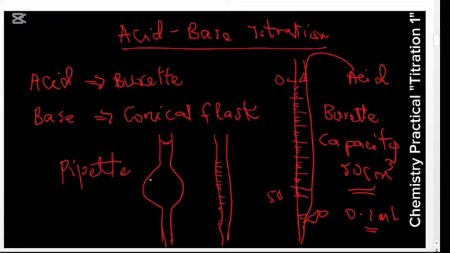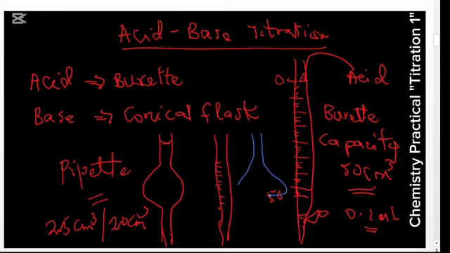So you draw the base using this instrument called the pipette, and the capacity of your pipette most often is either 25 cm cube or ml, or it can be 20 cm cube or ml. So that is what we use to measure our base. After the base has been measured, then you drop it into the conical flask. The conical flask actually looks like this. Let me use another. Can you see that? So this is how the conical flask is.